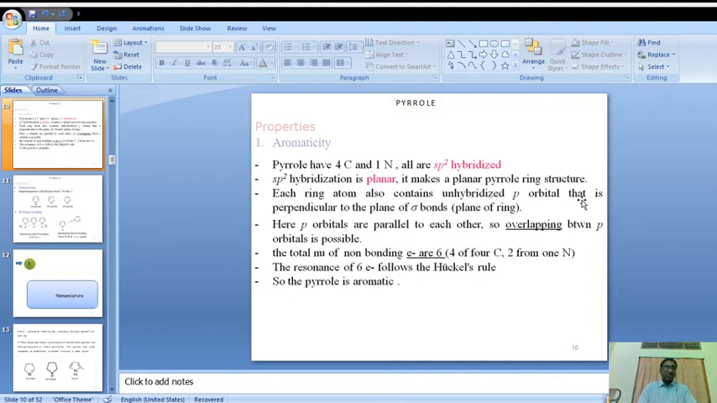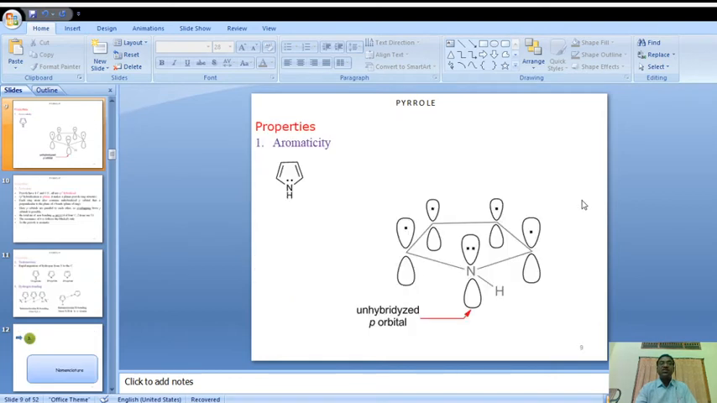This is called the aromatic sextet because the resonance of these 6 electrons exhibits Huckel's rule. Finally, this pyrrole structure is purely aromatic. Is it clear, all of you? The last structure.